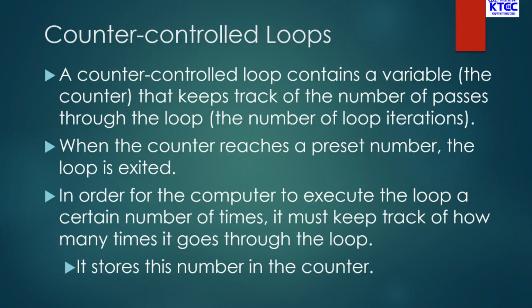So when the counter reaches a preset number, the loop is exited. When you play up to 5, that number of lives you have given to your program, the program stops there, and then it exits, tells you the game is over. Those of you who have joined our Scratch program, you know very well what I'm talking about, where we set the number of lives. When we get to that number of lives, the game is over, it displays that. In order for the computer to execute the loop a certain number of times, it must keep track of how many times it goes through the loop. So before the computer will know, you have to set a counter variable. So it stores this number in the counter. So when you set a counter equal to 5, 5 is stored in the counter.